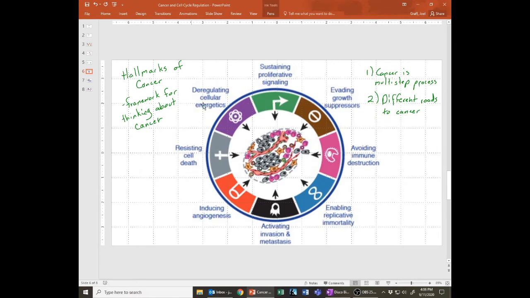Okay, so we're dabbling into the area of cancer at this point, and so one of the concepts that I really like is this concept of hallmarks of cancer. In 2001, there was a Cell review called The Hallmarks of Cancer, and the two authors of this review essentially provided a framework for thinking about cancer.